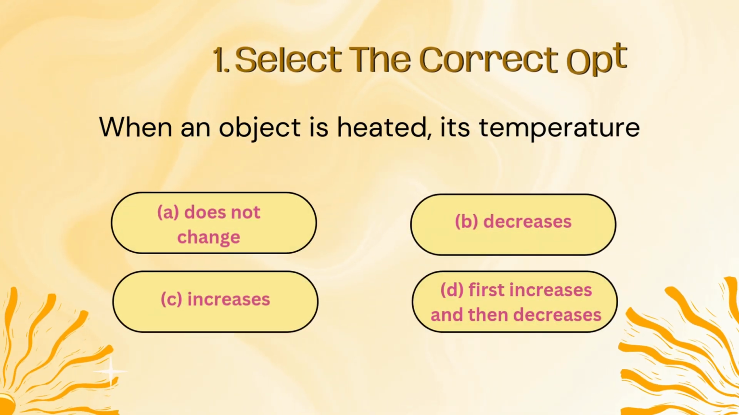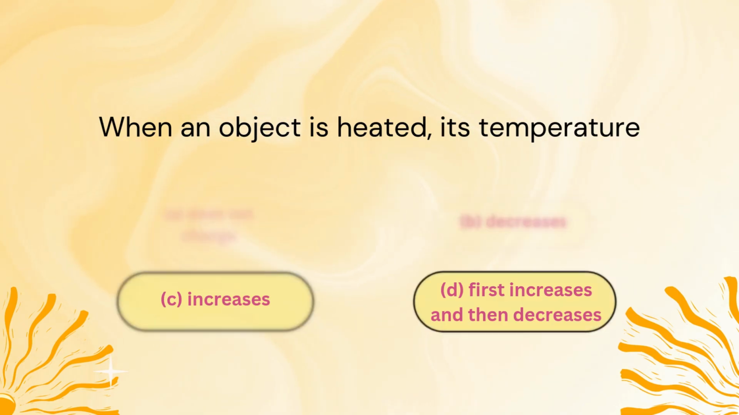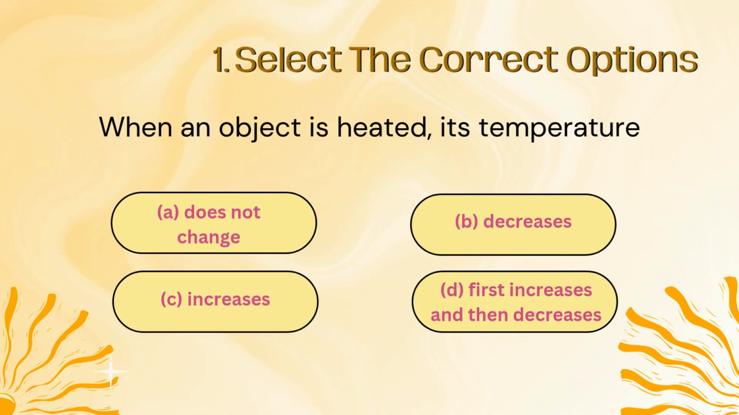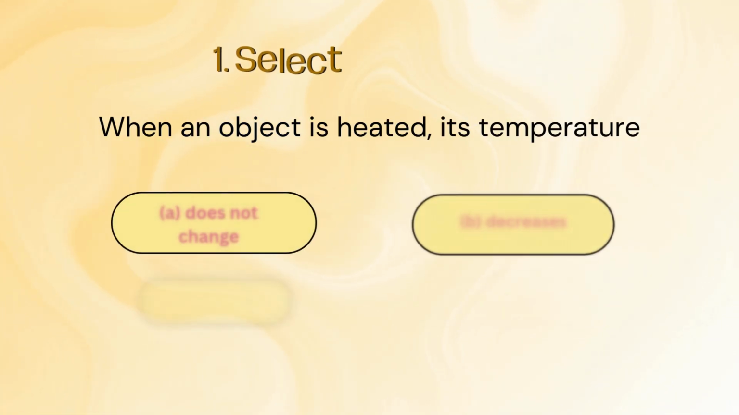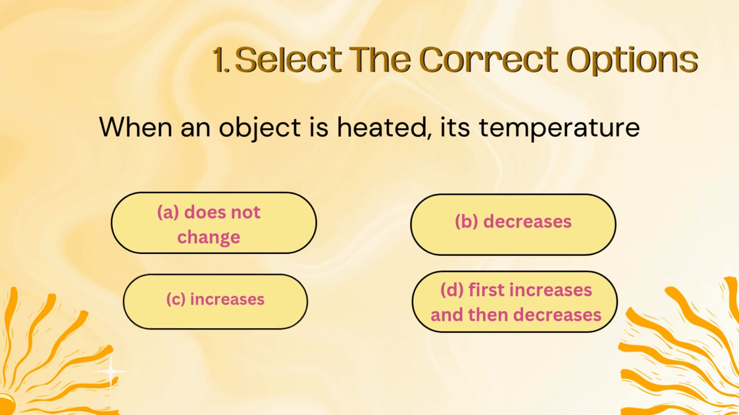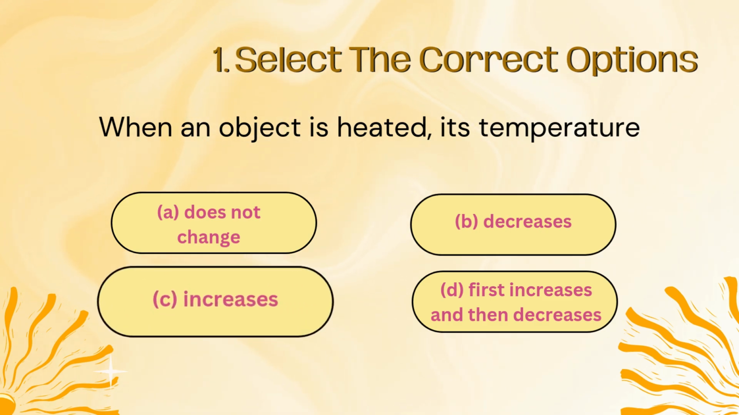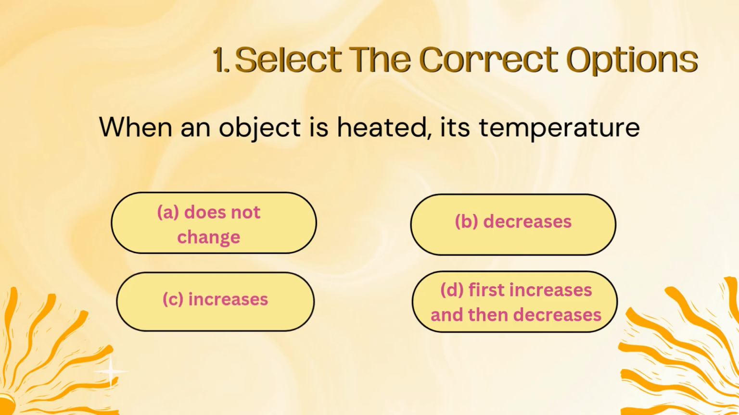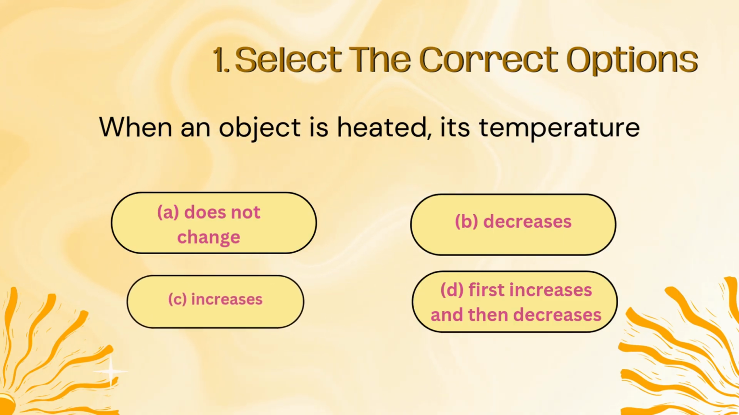Next question: when an object is heated, its temperature, option A, does not change, option B, decreases, option C, increases, option D, first increases and then decreases. The correct answer is option C, increases. Explanation: when an object absorbs heat, the energy causes its molecules to move faster, which increases the temperature of the object.